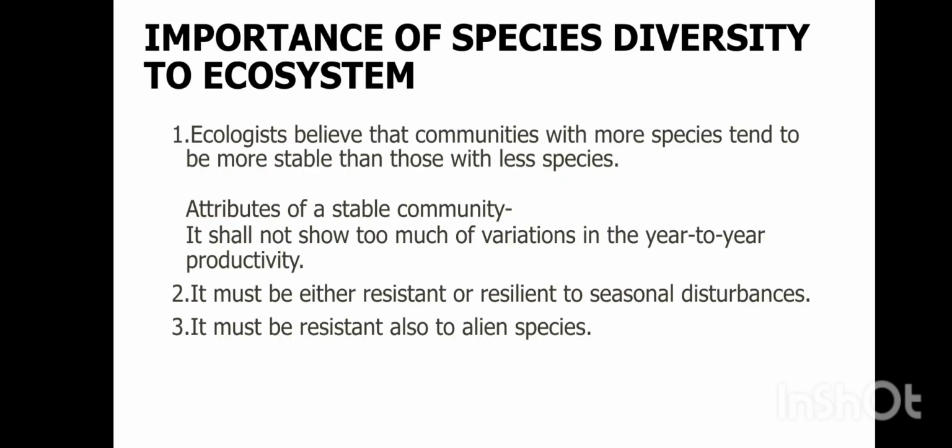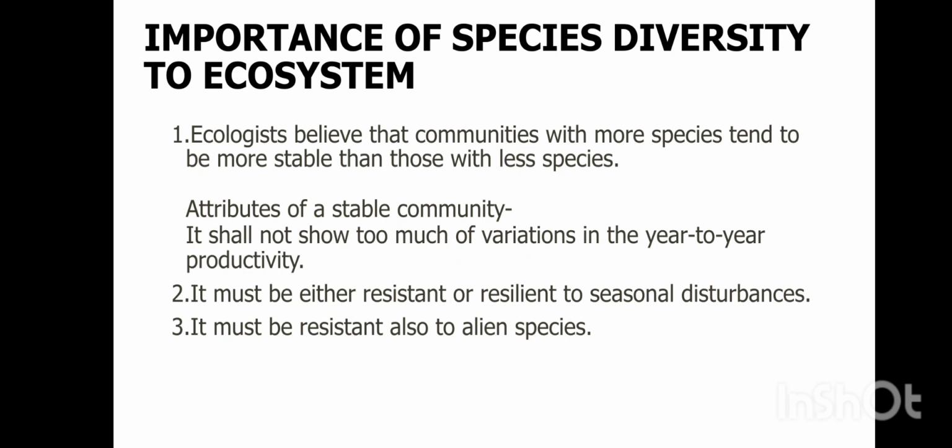Importance of species diversity to the ecosystem. Ecologists believe that communities with more species tend to be more stable than those with fewer species. Attributes or characteristics of a stable community: it shall not show too much variation in year to year productivity. It must be either resistant, that means it can bear disturbances, or resilient to seasonal disturbances. What is resilience? How quickly it will convert back to the normal state after a disturbance is known as the resilient capacity of an ecosystem.